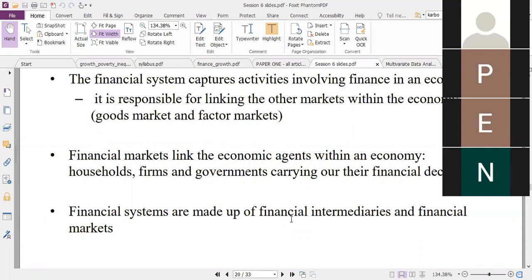So it gives us the opportunity to be able to transact with each other. If there is no bank, how would you save? If there is no stock exchange market, how would you save or invest? All these things are the job of what? A financial market. Now, the financial system is actually made up of financial intermediaries and the financial market. So the system is made up of these two.